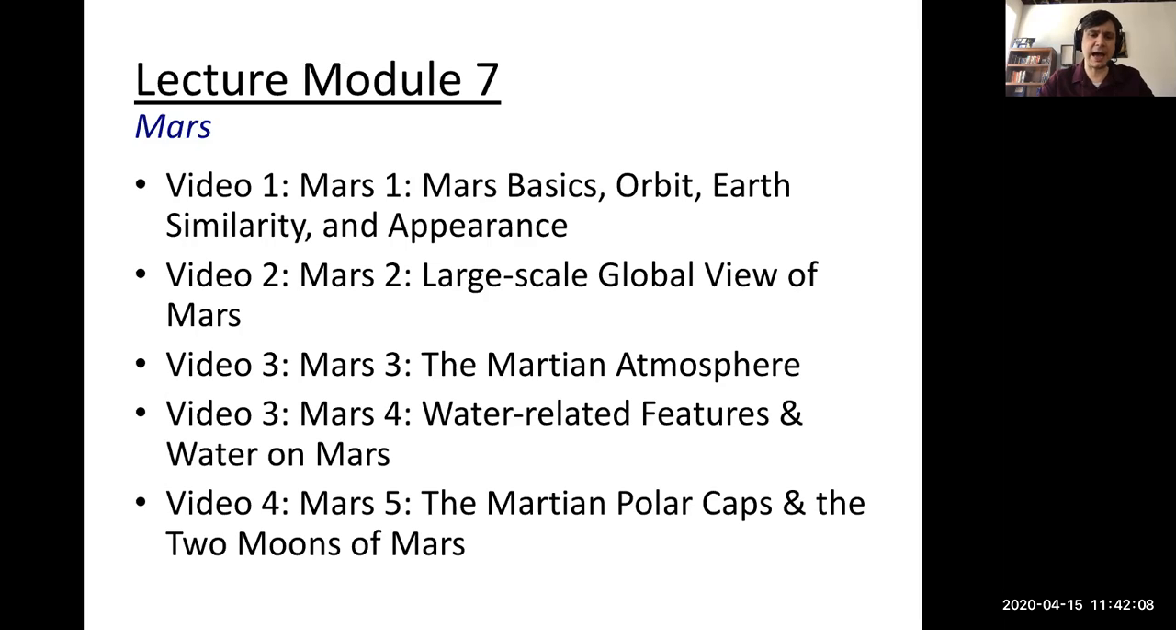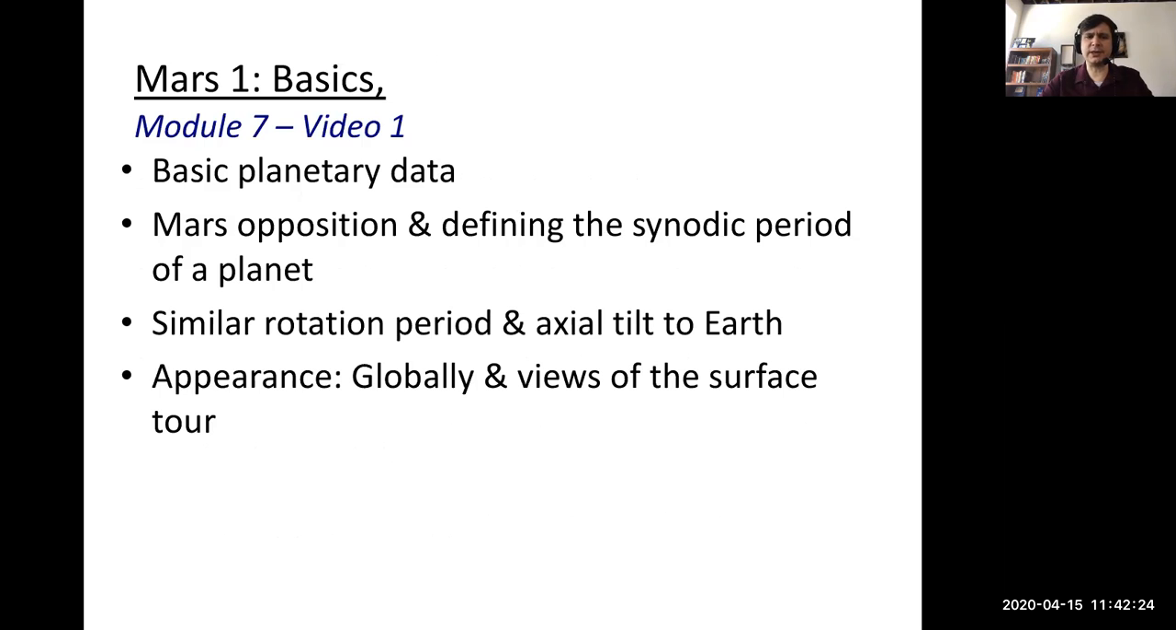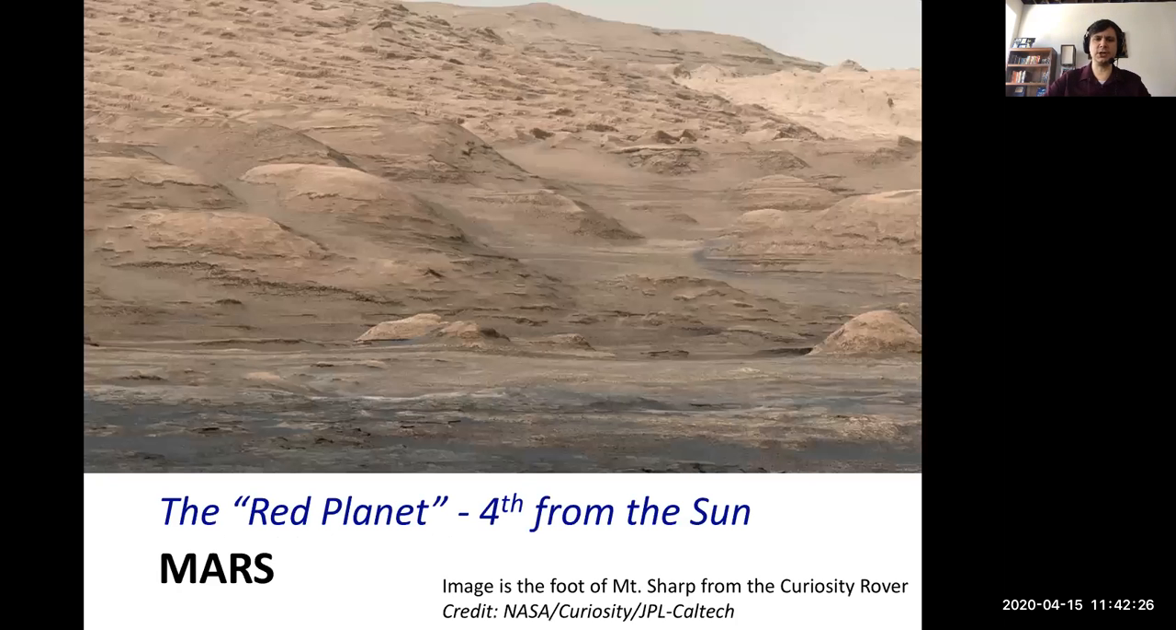It was a very habitable world with maybe even a global ocean, but certainly very large-scale lakes and rain, rivers, a whole water cycle. And we'll end it by looking at the Martian polar caps and talk about the 2 moons of Mars. This first video is all about the basics of Mars. So let's just go ahead and jump right in.